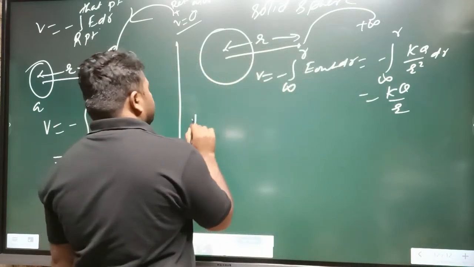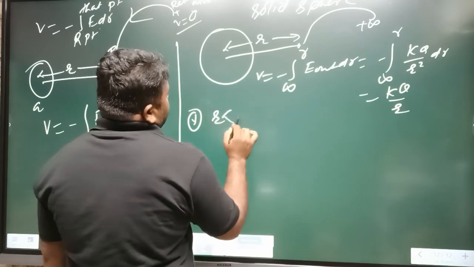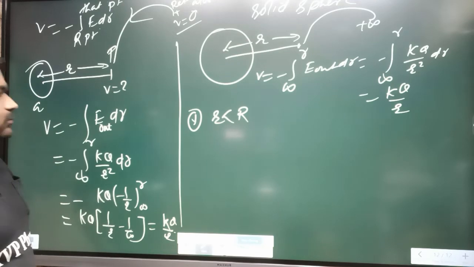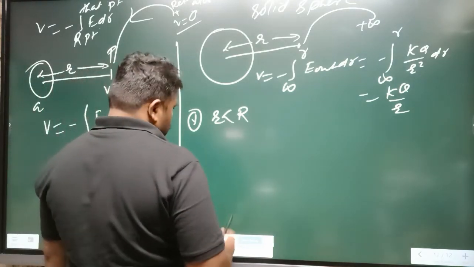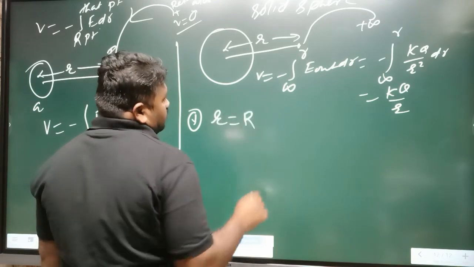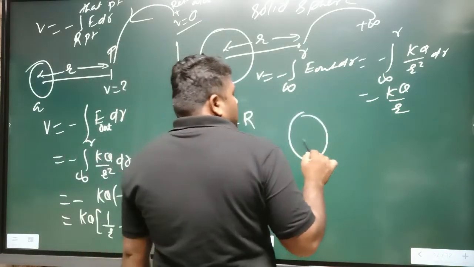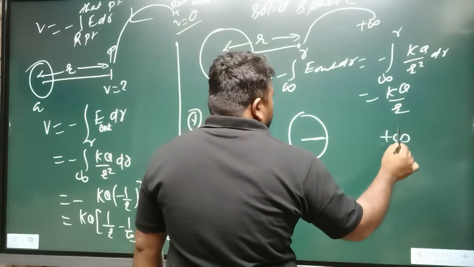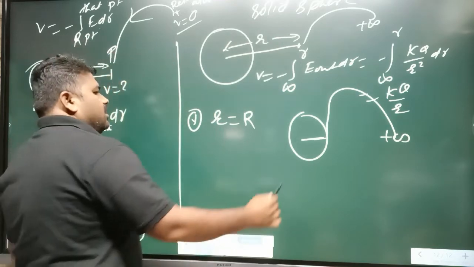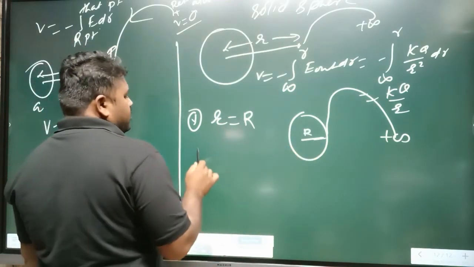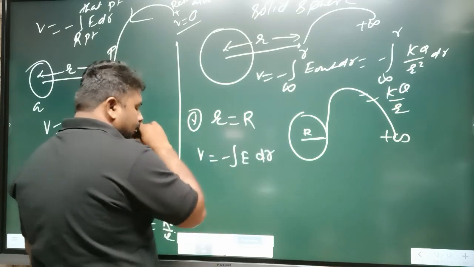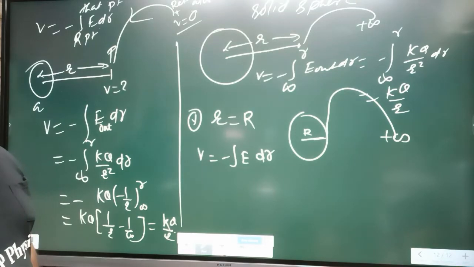Second one: small r is less than capital R. Or we can take small r equal to capital R, on the surface. Infinity to that point, that point means on the surface, which is capital R. The limit is capital R. V is equal to minus E dr. Here electric field is E out.